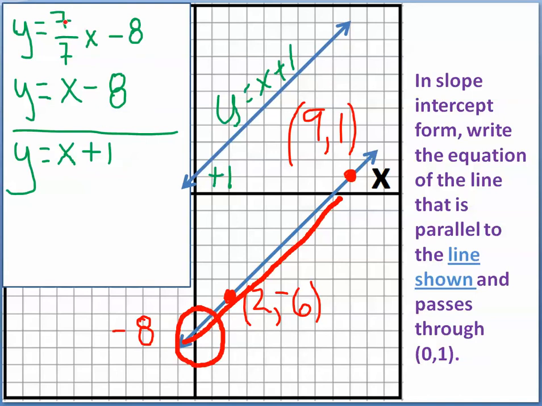So we have 7 over 7 simplifies to 1. The 1 just goes away as the coefficient of x because it just becomes x minus 8. But now we're talking about having a line that has the same slope but passes through the y-intercept at (0, 1). And that would be y equals x, the same slope, plus 1, which is where it crosses the y-intercept.